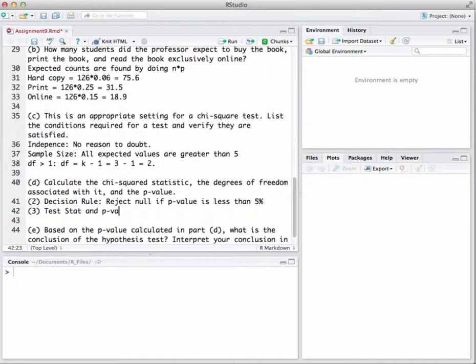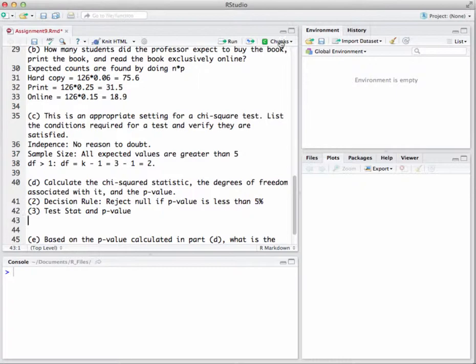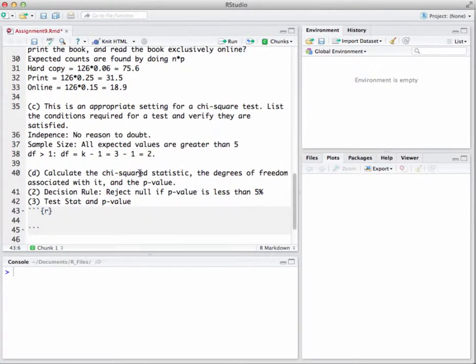Okay, well, how do we do that? Well, as in our last cases, we've had to do quite a bit of hand calculation, but we're not going to do that. We're going to do an R chunk, and we're going to let R actually do all the work for us here. As it turns out, there is a chi-squared test.